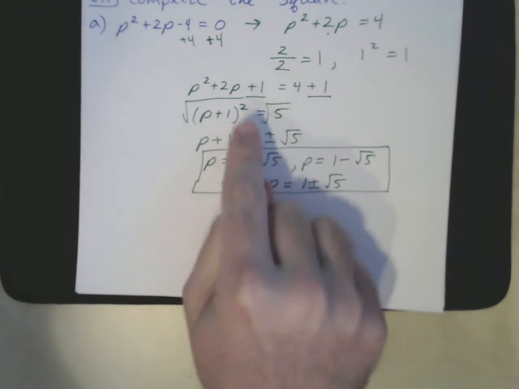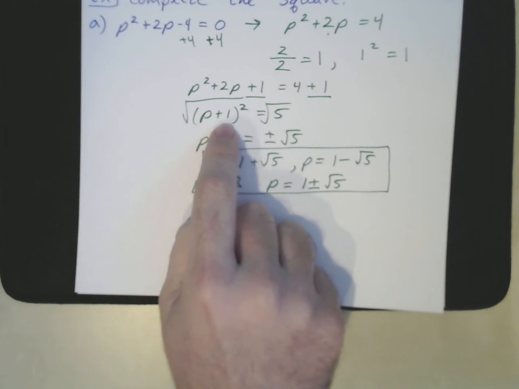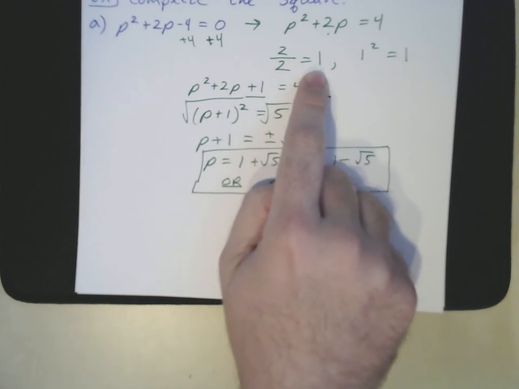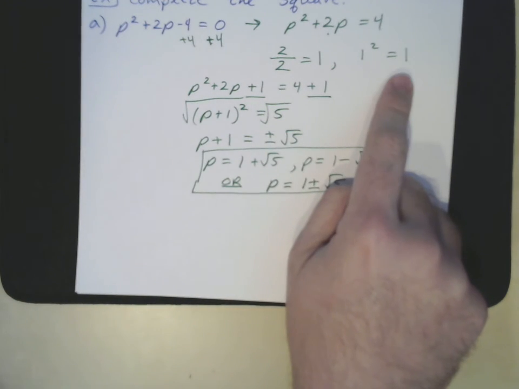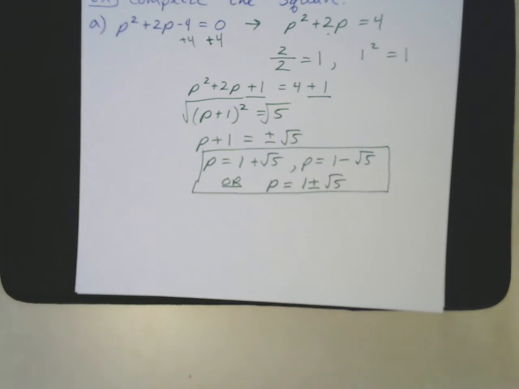And the nice thing is, as long as you know what this number is, which is this one, this step is really a formality to make sure you're adding the right number on both sides. So let's take a look at another one.